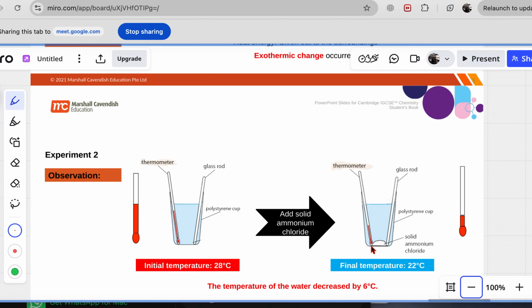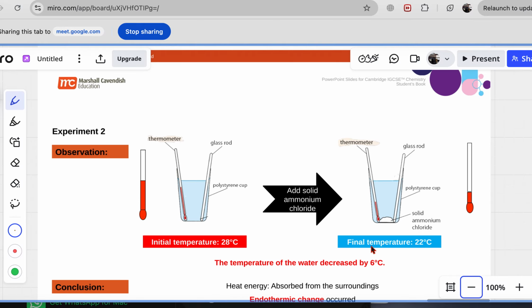Now let's take a look at experiment 2. This time around, we are not putting in sodium hydroxide pellets. First we measure the temperature of water, 28 degrees Celsius, and then we add solid ammonium chloride. We stir it to dissolve it, and then we measure the final temperature. When we measure the final temperature, we get 22 degrees Celsius. You can see that the temperature did not rise; the temperature actually decreased.